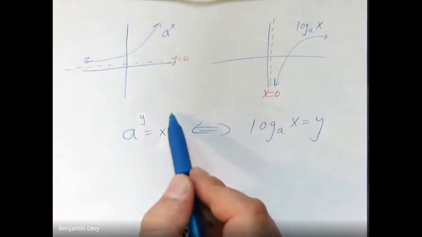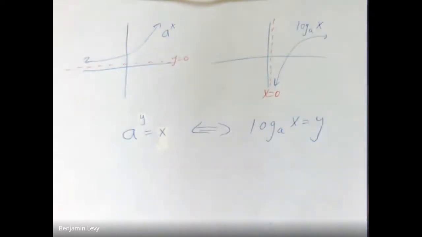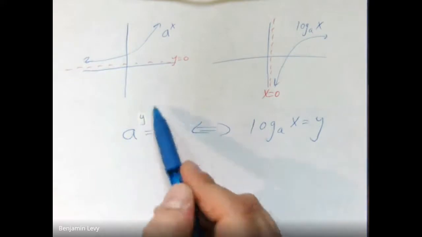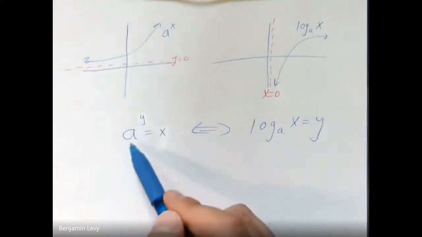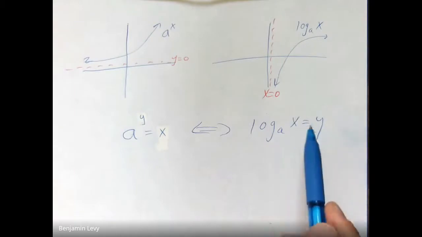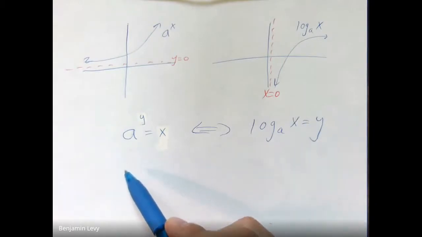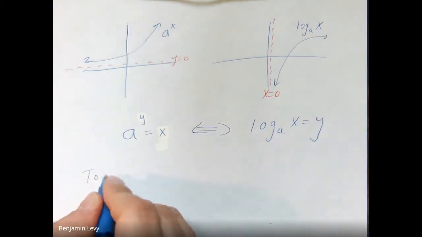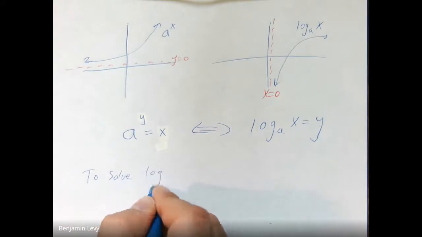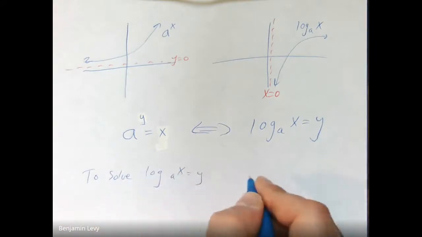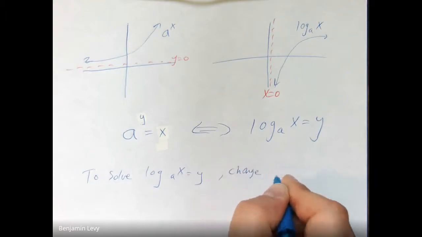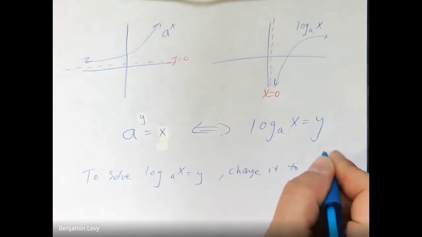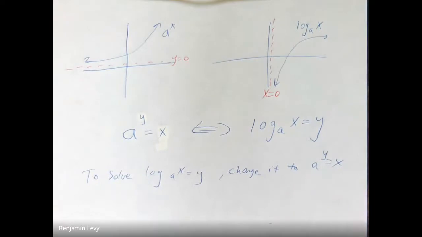If you have a log equation, this is a question I ask very often on finals: here's an exponential equation, rewrite it as a log equation, or here's a log equation, rewrite it as an exponential. You need to do that sometimes to solve log equations. To solve log base a of x equals y, you change it to a to the y equals x. That's how you relate logs and exponentials to solve log equations.